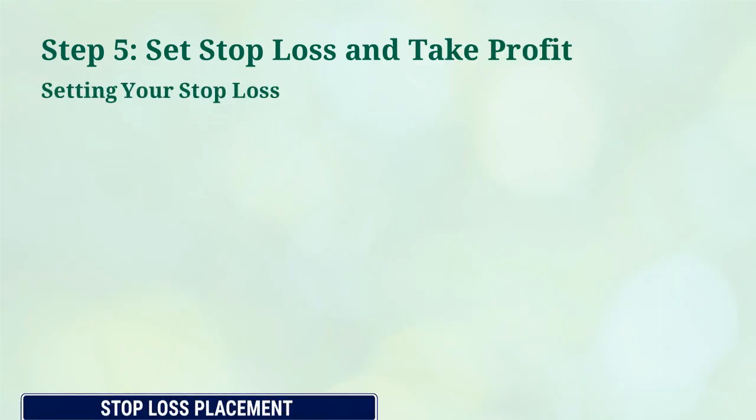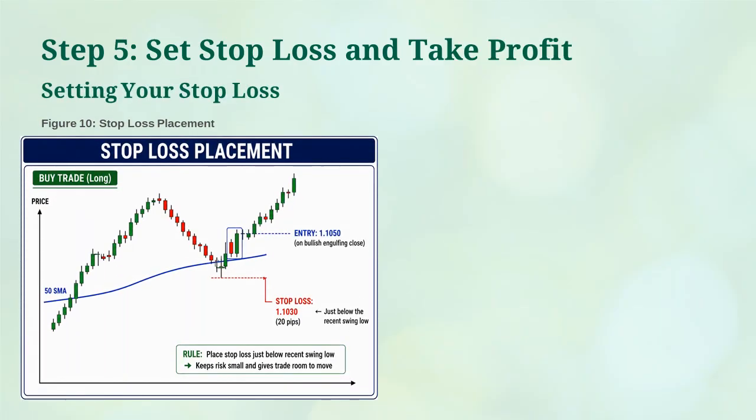Setting your stop loss. Reference Figure 10. For a buy trade, place your stop loss just below the recent swing low. This is the lowest point of the pullback before the bounce. For a sell trade, place your stop loss just above the recent swing high. This is the highest point of the pullback before the drop. The stop loss should be placed beyond the area of the pullback, giving price room to breathe.